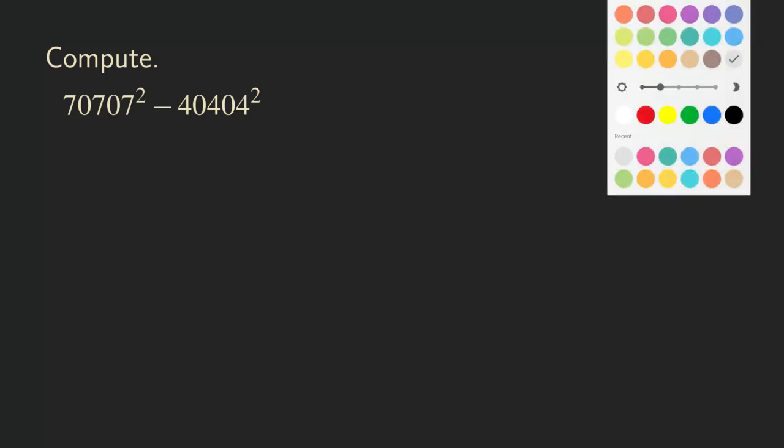Okay, now we can actually use some of the properties for real numbers. Then we can calculate this without using the long multiplication. So how do we do that? First, we recognize that this is actually the difference of two squares, so we can factor this. How do we factor it? You can factor that as 70,707 plus 40,404, and then that sum times the difference, right? The difference of 70,707 minus 40,404.